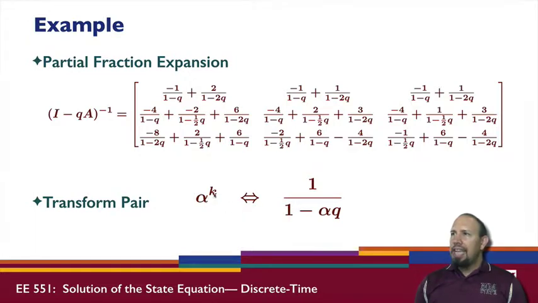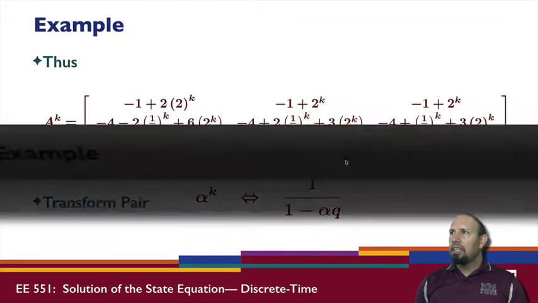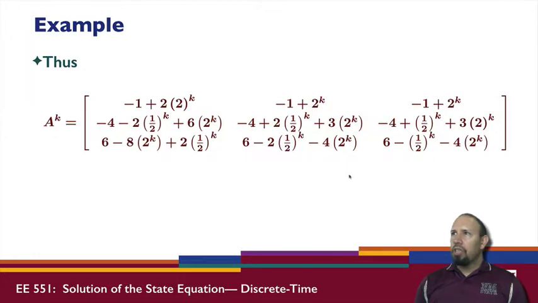We can use this result: alpha to the power k in the time domain corresponds to 1 over (1 minus alpha q). Here I've done a partial fraction expansion on each of the terms, and I notice they all look like this. Basically we're getting some constant times an expression like this. And so we can go through and term by term take the inverse q transform all the way through, and we get this expression. So this then is our state transition matrix for this particular system.